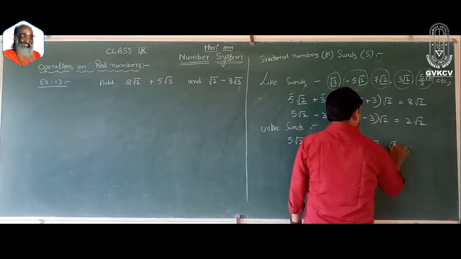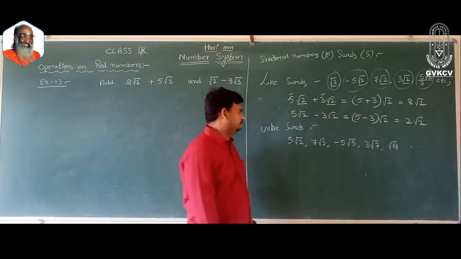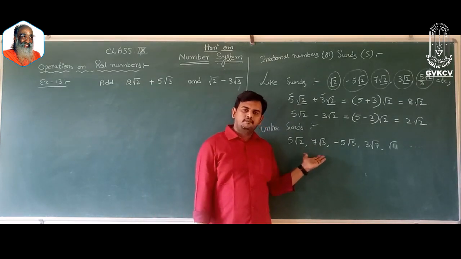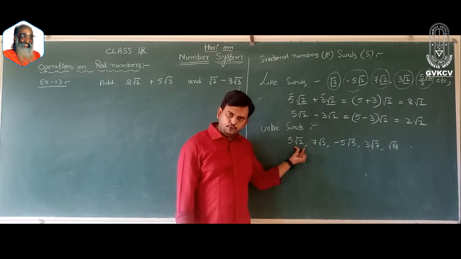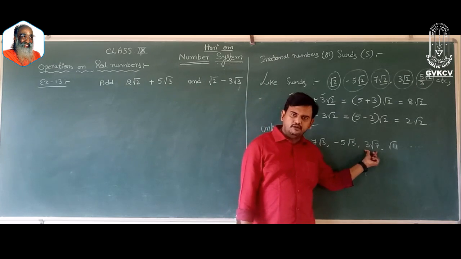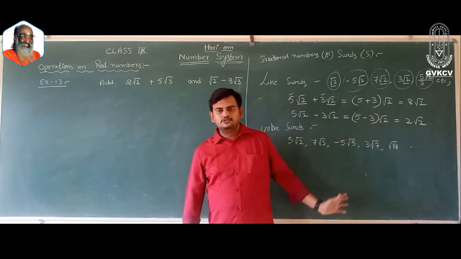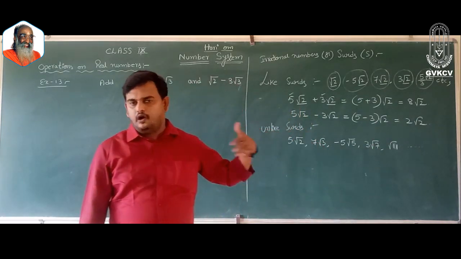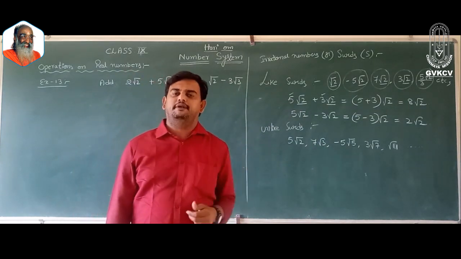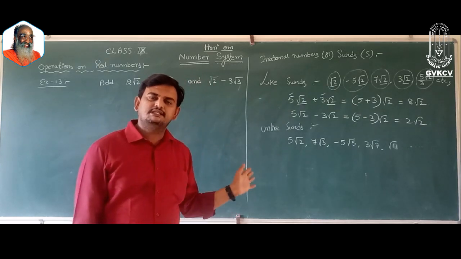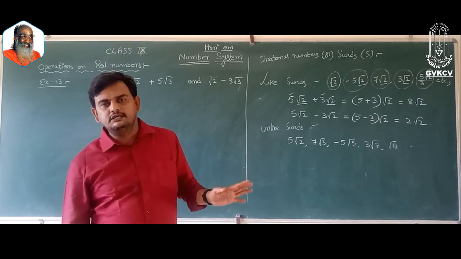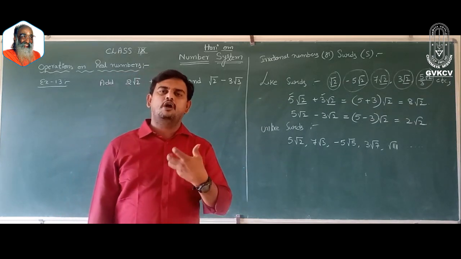Or here you can write root 11, etc. Now, if you observe these surds, here the irrational part is root 2, here root 3, here root 5, here root 7, here root 11. So, all are individually irrational numbers and the irrational parts are also different. That's why these surds are called unlike surds. These surds we can't add, meaning we can't simplify.